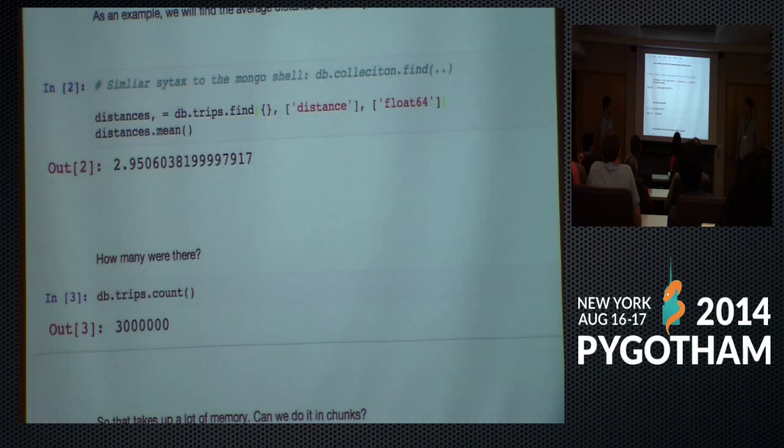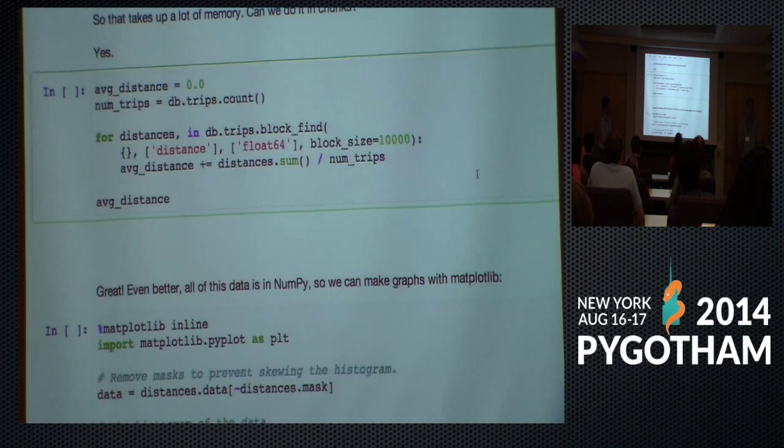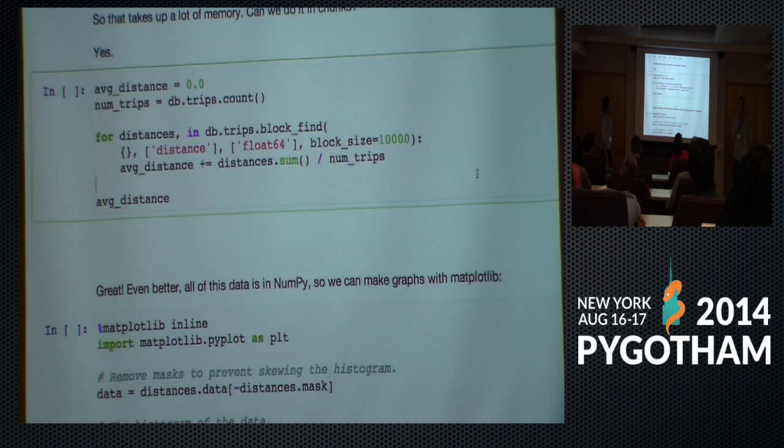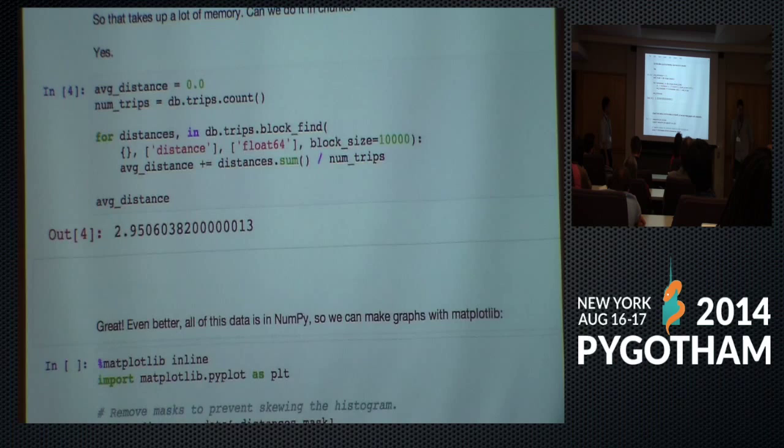So I said that we pre-allocated this array, and with 3 million trips, that takes up kind of a lot of memory. So you might be wondering, can we do this in fixed width blocks? And the answer is yes. With Monary, instead of doing a find, you can do a block find and specify block size. So right here, database.trips.blockfind will return a Python generator. And so we can iterate over it using a fixed block size of 10,000. And with this, we can process an unknown amount of data with only a fixed amount of memory. So this average will do the same computation. And we can see again that we get the same 2.95 miles.